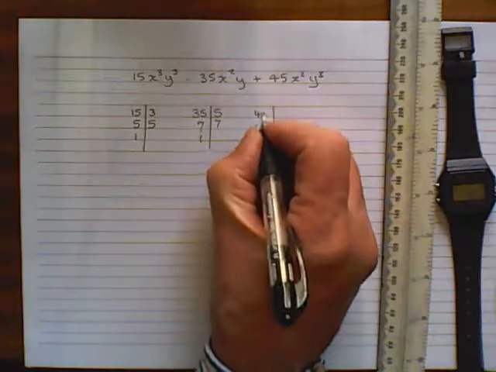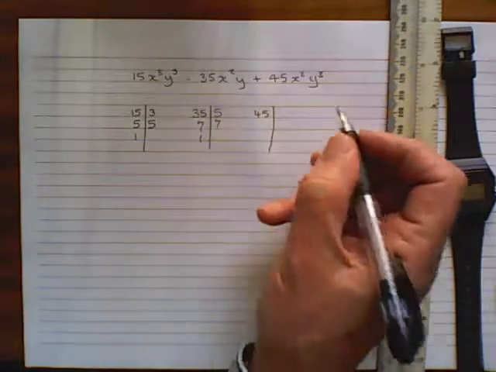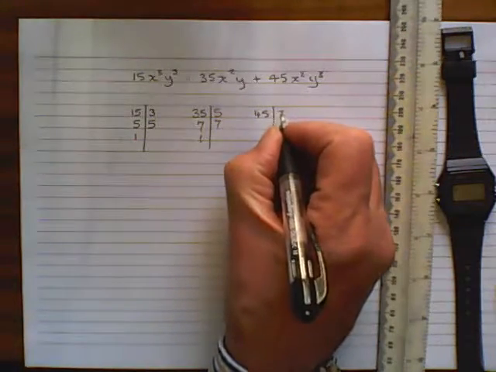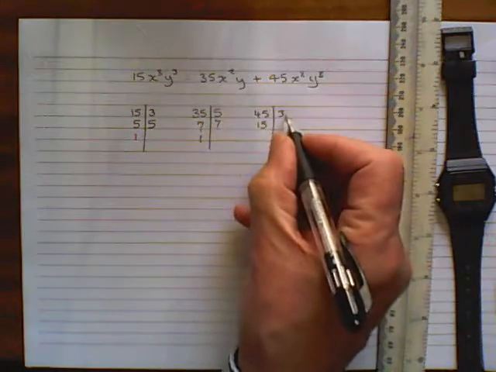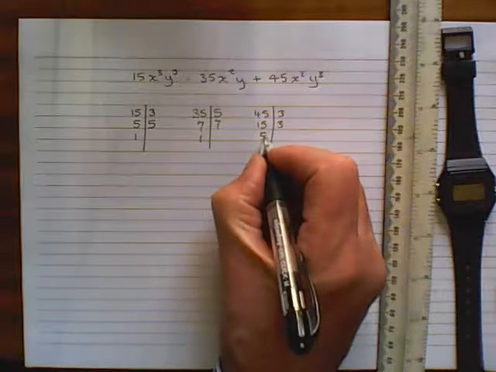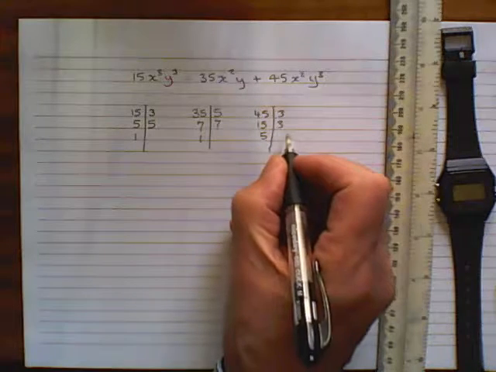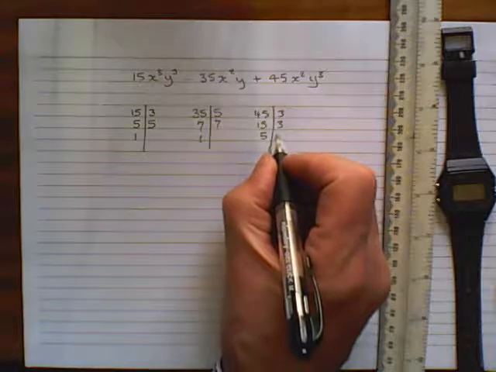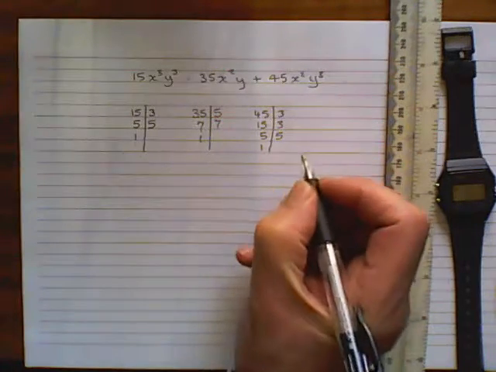And let's have a look at 45. Now, 2 doesn't go into that because it's an odd number. So 3, yes, 3 goes into that 15 times. Always use the lowest prime. 3 goes into 15 5 times. Does 3 go into 5? No. So we'll have 5, and that will come down to 1.